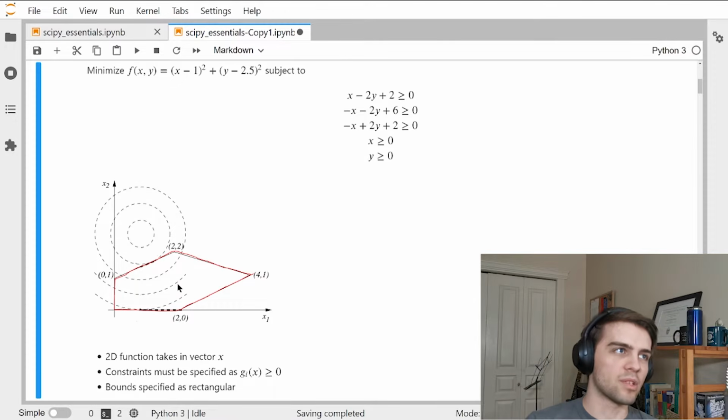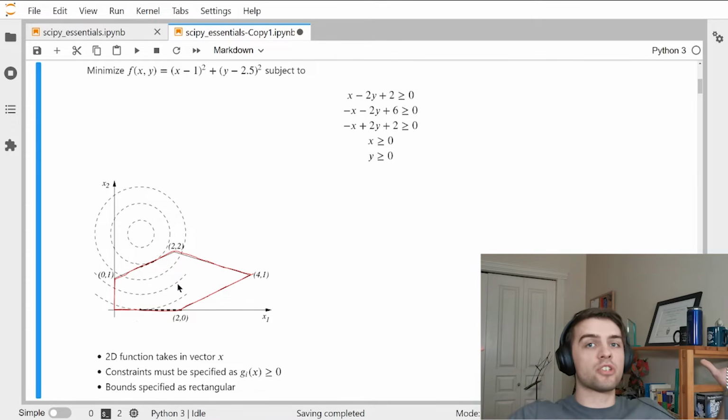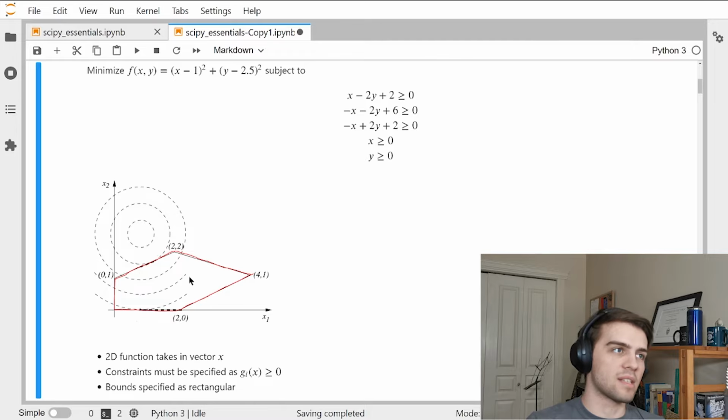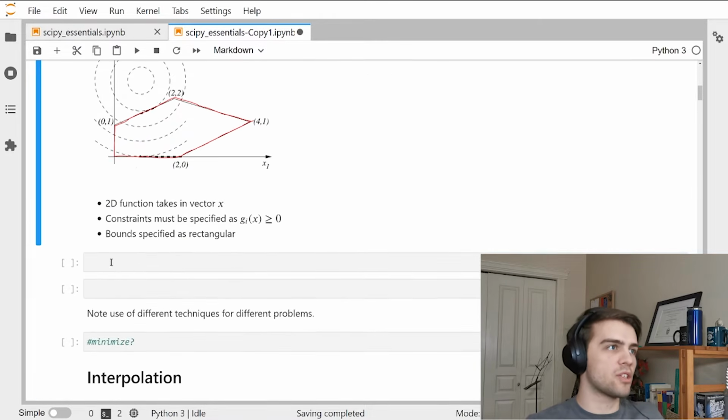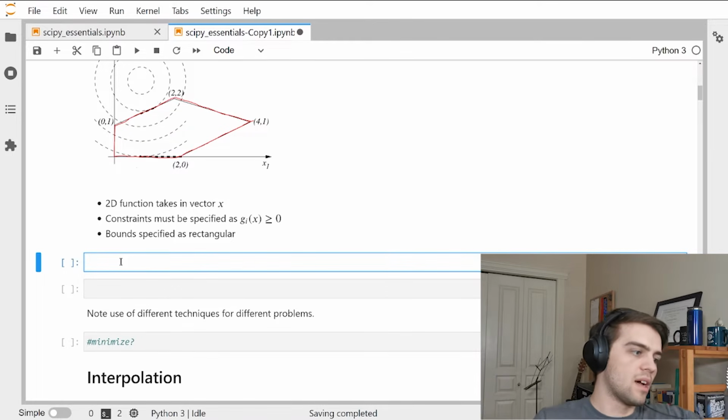And so there's ways of doing this, right? Maybe the function is even more complicated, and maybe it's somewhere else. But there's ways of dealing with this. So the first thing we need to do is write a two-dimensional function. And instead of writing it as a function, I'm going to use a lambda function.